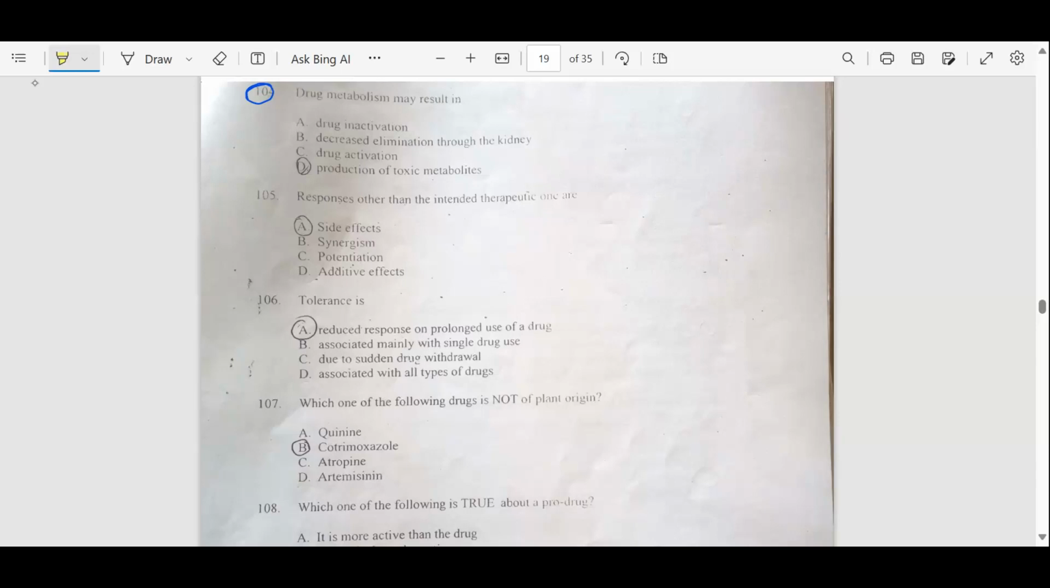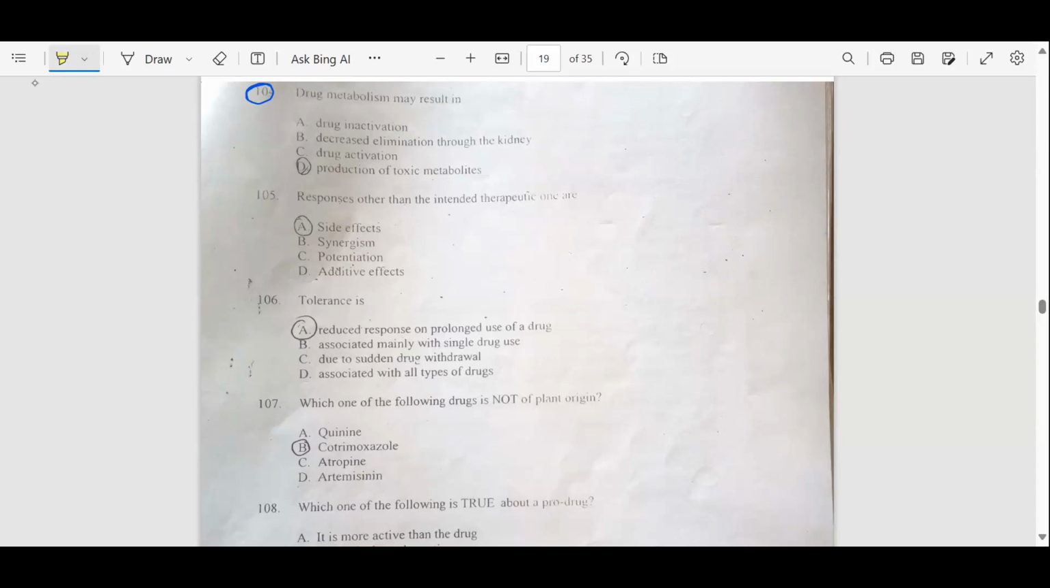Okay. So Dr. Spider-Man is saying mostly it increases, but for a few drugs it decreases. Okay, Dr. Anita has been answered. So we can go on to number 105.